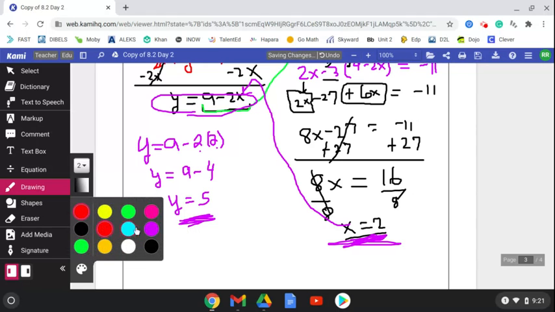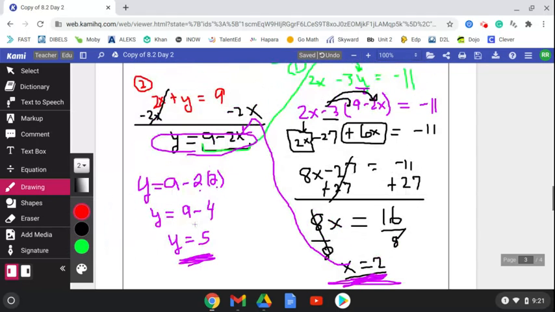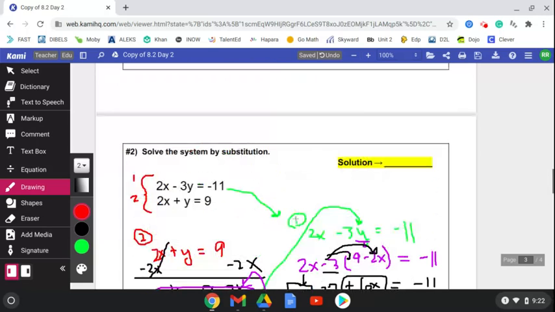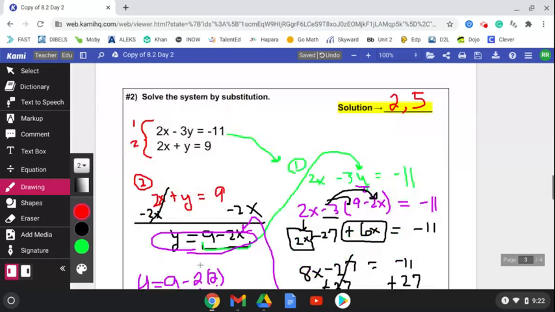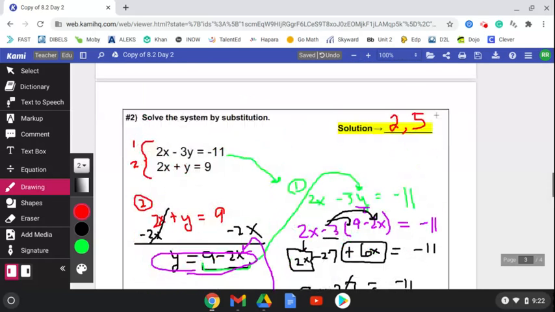The final step is to write my solution as an XY ordered pair. So I put the x value first, which is 2, comma, the y value of 5. So 2, comma, 5, and the solution is put in parentheses. All right, so if I were to graph these lines on the coordinate plane, they would intersect at 2, 5.